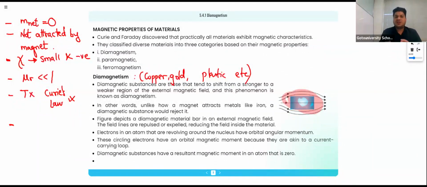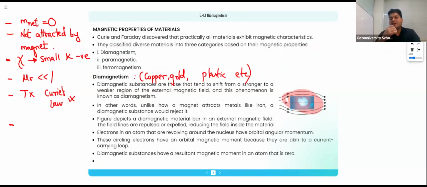Okay, so these were the 6 points. We'll recall all 6 points. First point: what is the meaning of diamagnetism? The material whose net magnetic dipole moment will be zero. Second property, they are not attracted by magnet.